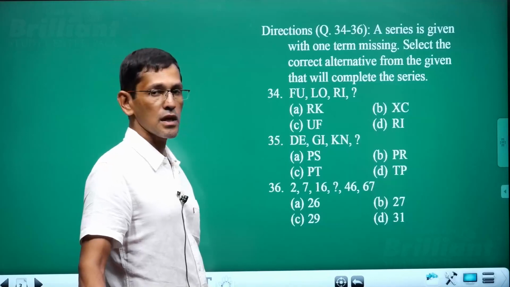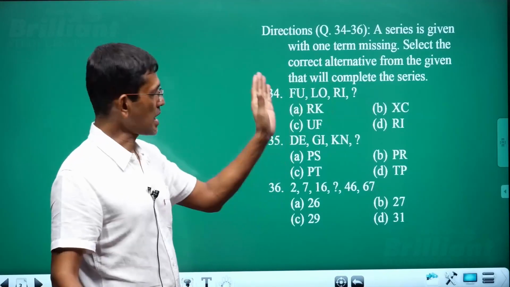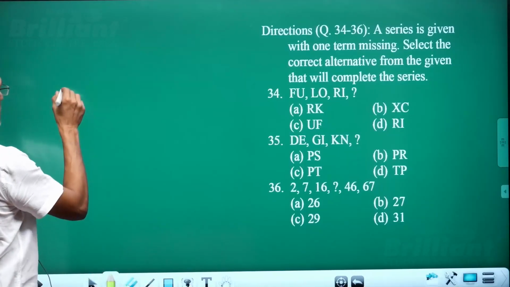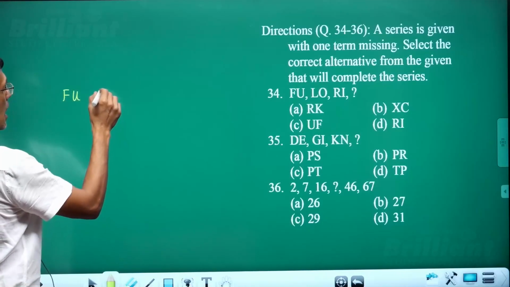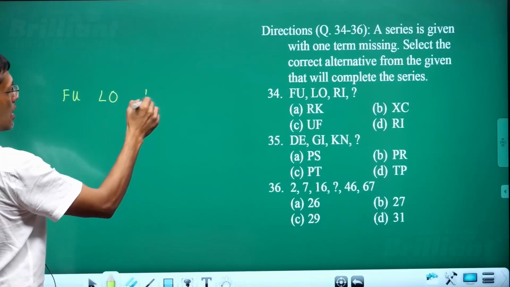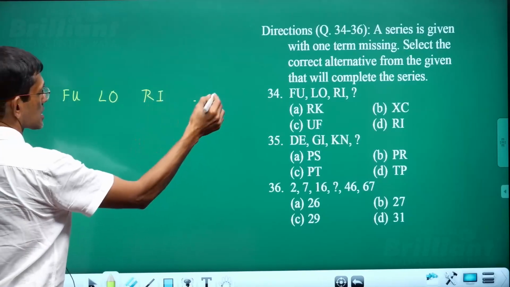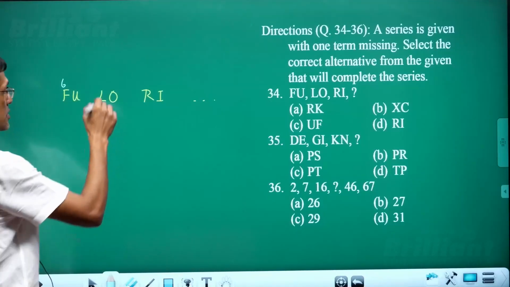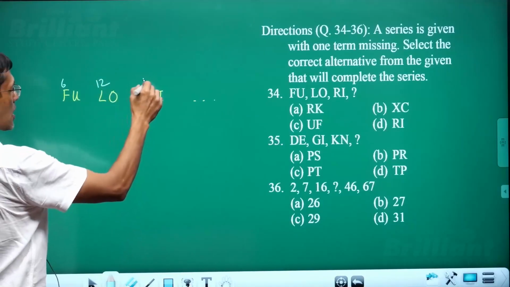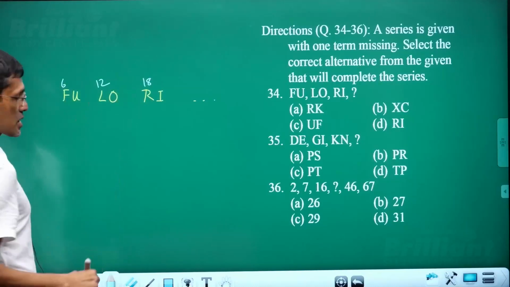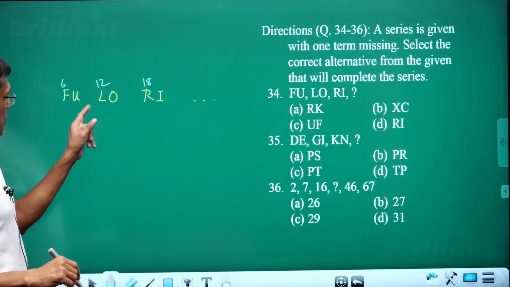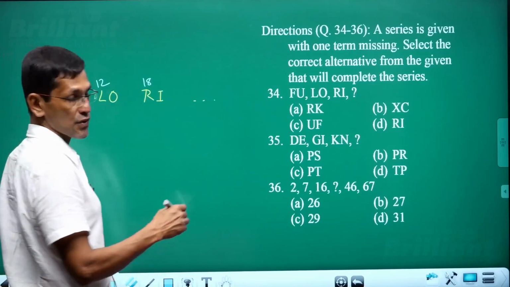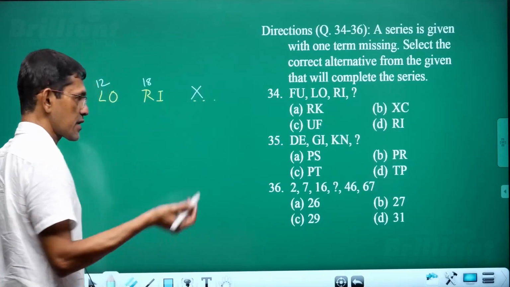FULORI. So what do you see there? That's a letter series. Letter series is usually what we do: we convert that into a number series. FULORI. How do we convert that into a number series? Position values of letters. That's the way we usually deal with these questions. So 6, 12, and 18. The first letters of each set: 6 plus 6 is 12, 12 plus 6 is 18, 18 plus 6 must be 24. So the first letter of the answer is X.